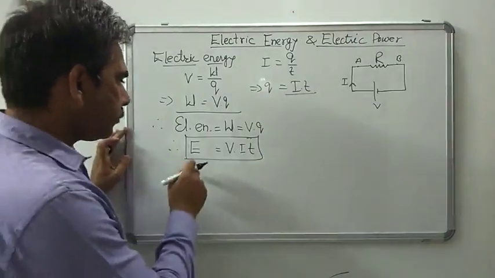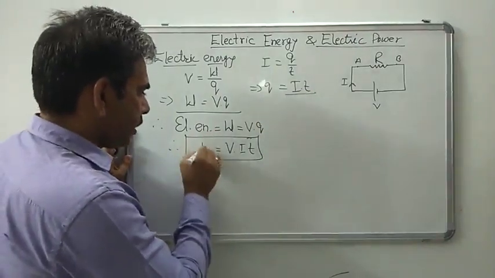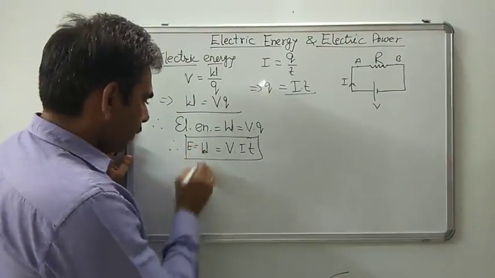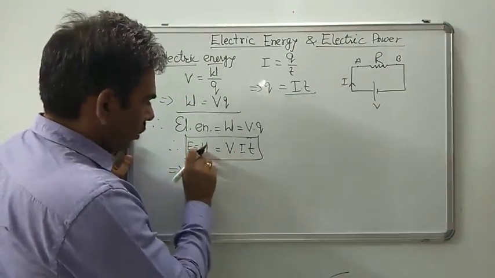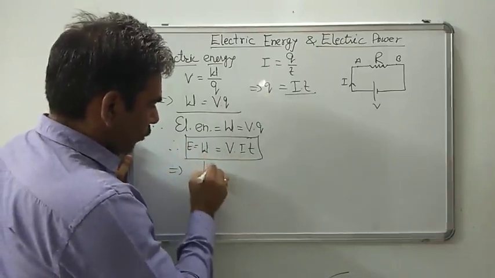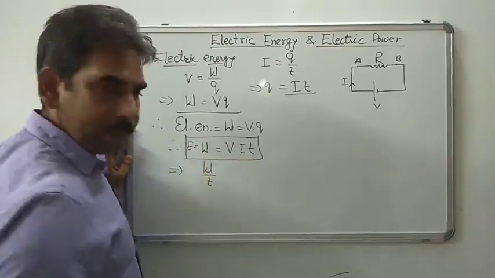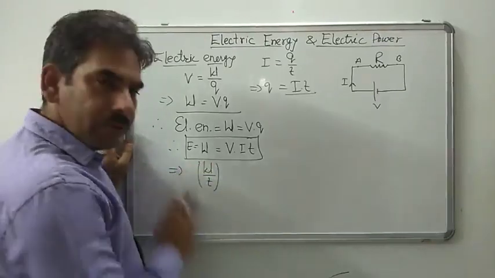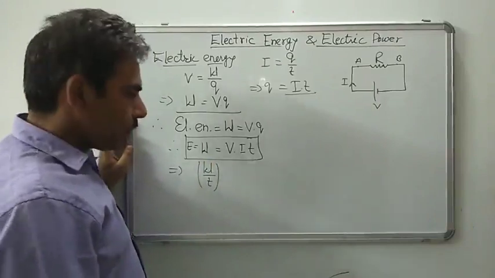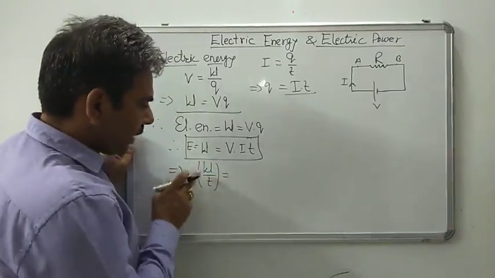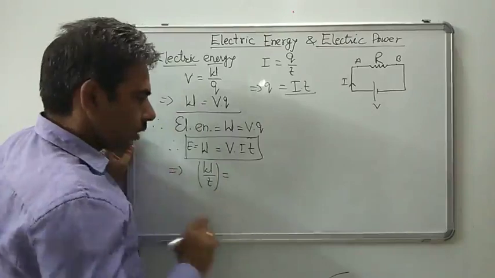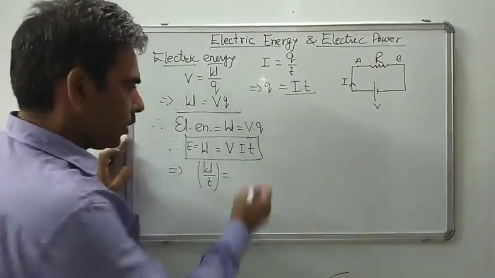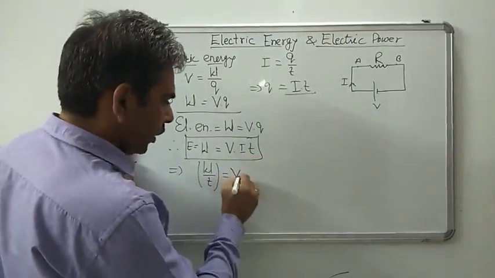Or we can simply write it as W, the amount of work done. So from here, let us take T to the left hand side. What we get is the work done per unit time. This gives the rate of work done with time, or the work done in 1 unit of time. It may be second or hour, as we are making use of units for time t. So it is equal to V into I.